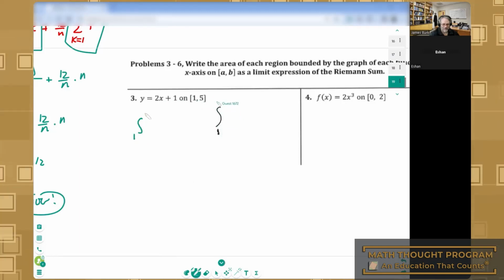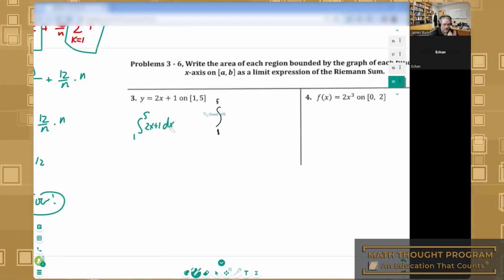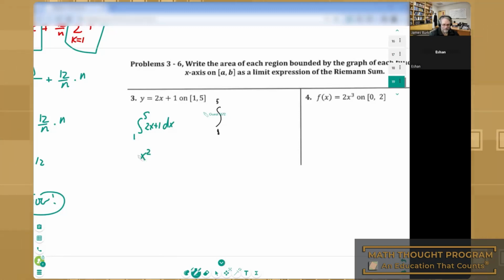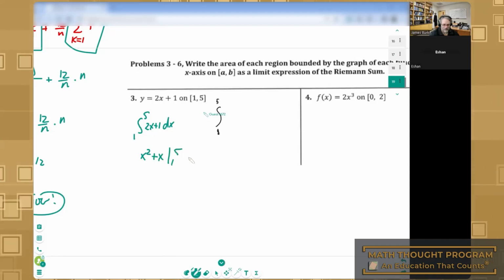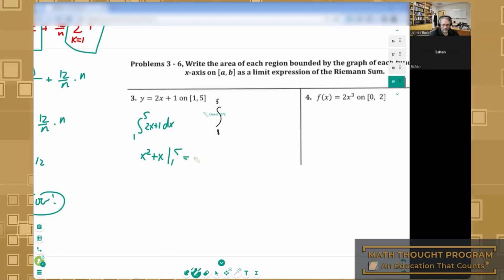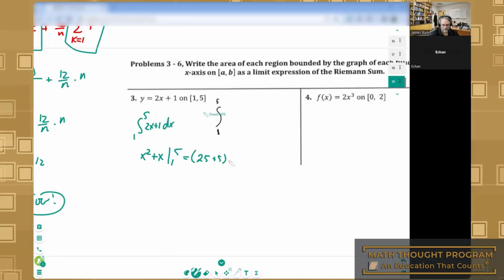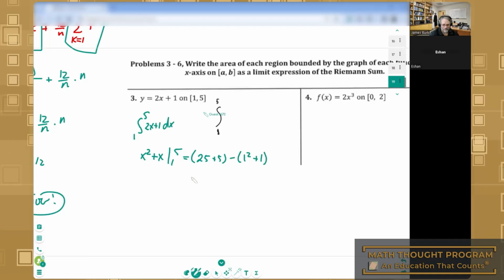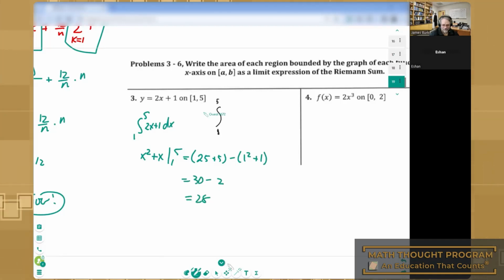So if I integrate from 1 to 5, 2x plus 1, we're going to hit it with the power rule. We're going to take the power, crank that thing up, and then put that value down below. So we have our x squared. And then we're going to use the fundamental theorem of calculus. What we're going to get here is 25 plus 5. Then we're going to subtract off 1 squared and then 1. So we have 30 minus 2. And look at that.